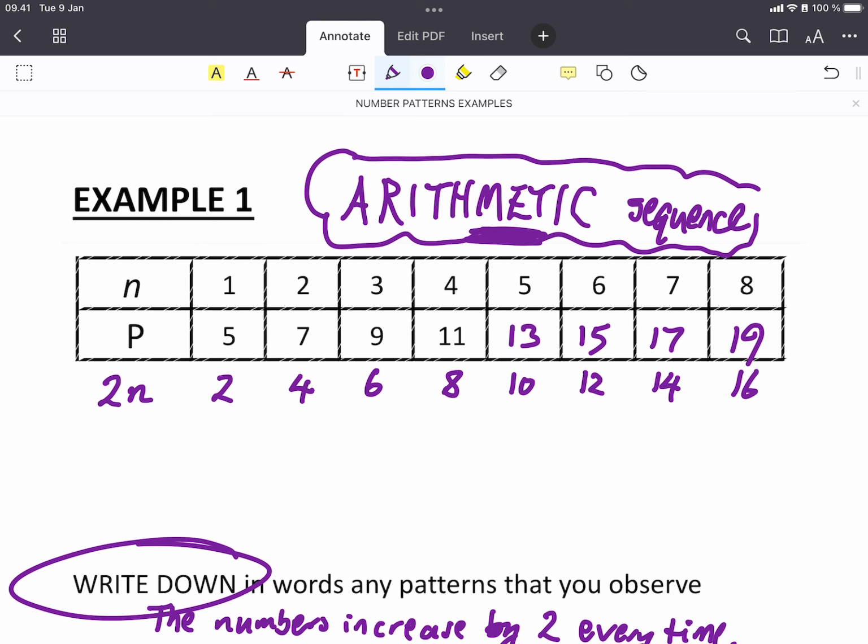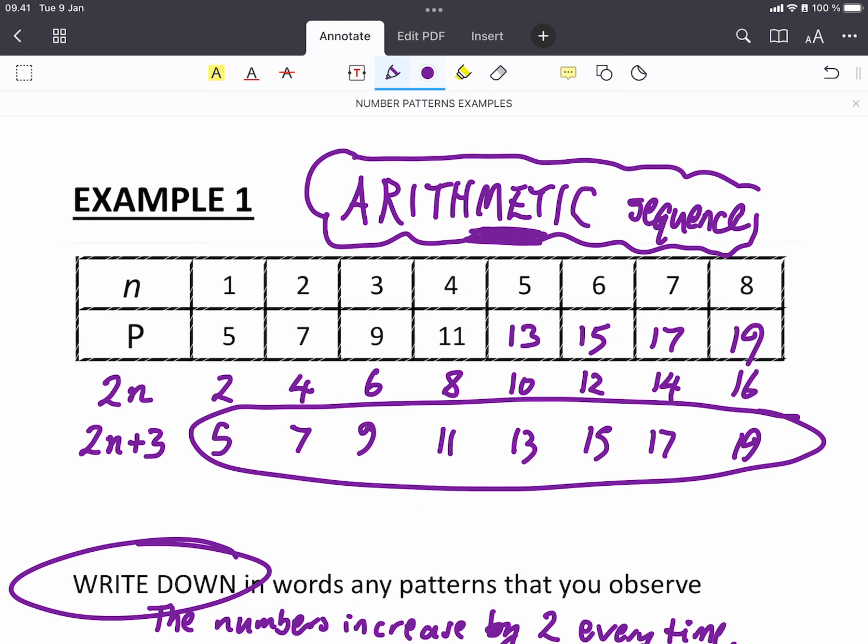So we are getting a sequence that's going up by 2 every time, but it's not the sequence we want, because where we want 5, we're only getting 2. Where we want 7, we're only getting 4. So we need to take the numbers we are currently getting and add 3 to each of them. Then we get 2 plus 3 is 5, 4 plus 3 is 7, 6 plus 3 is 9, 11, 13, 15, 17, 19. And now we've got a pattern that matches the ones we're trying to get.